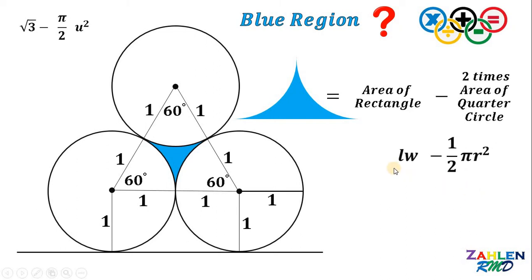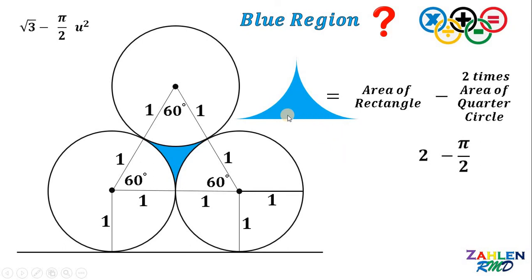Now, let's simplify this a little bit, because 2 times 1/4 will give us 1 half. Now, the question is, do we know the length of the rectangle? And yes, because the length of the rectangle must be equal to 2. How about the width? The width is just 1. How about the radius of the circle? This is just also 1 unit. Now let's simplify. 2 times 1 will give us 2. 1 squared is just 1. And then 1 half times pi will give us pi over 2. So this is the area of this shaded region.